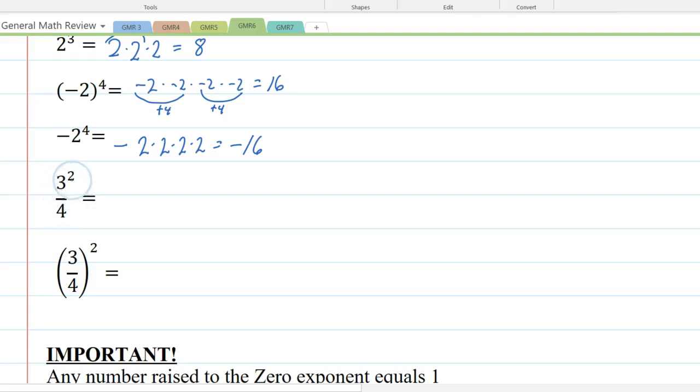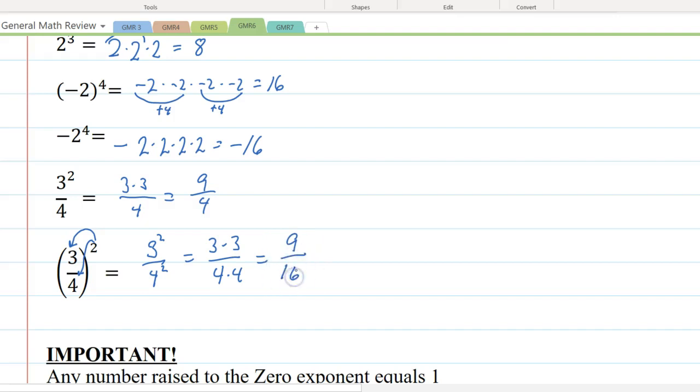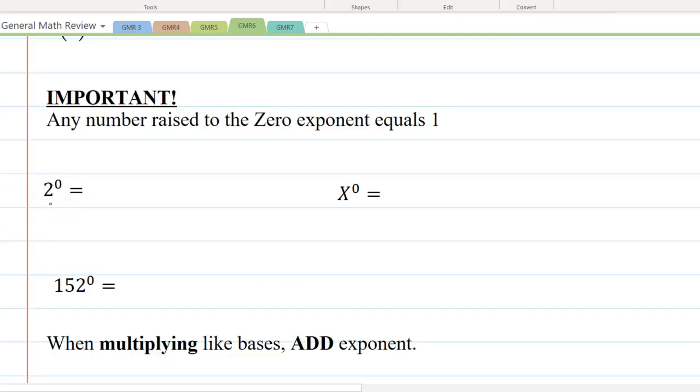3 squared over 4. The square is only talking to 3. That gives me 3 times 3 over 4, which is 9/4. The parentheses with the exponent on the outside tell us that that exponent needs to go to everybody. It's going to be 3 squared and it's going to be 4 squared. That means we have 3 squared over 4 squared because we're distributing the 2 to both terms, which is 3 times 3 over 4 times 4, which gives us 9/16.